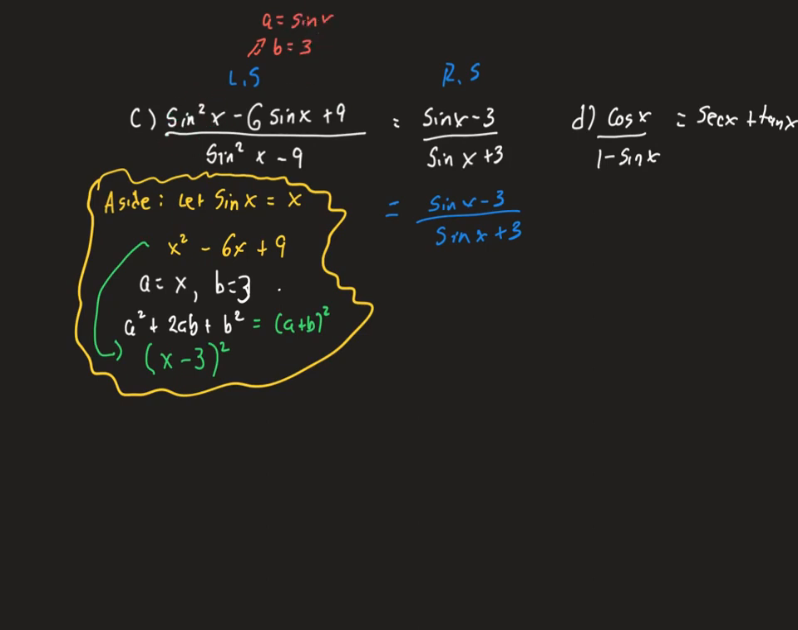So with that in mind, I can now make my term, which means I can say that my top should be sine x minus 3 squared. Beautiful. And on the bottom, we're going to use another term here.